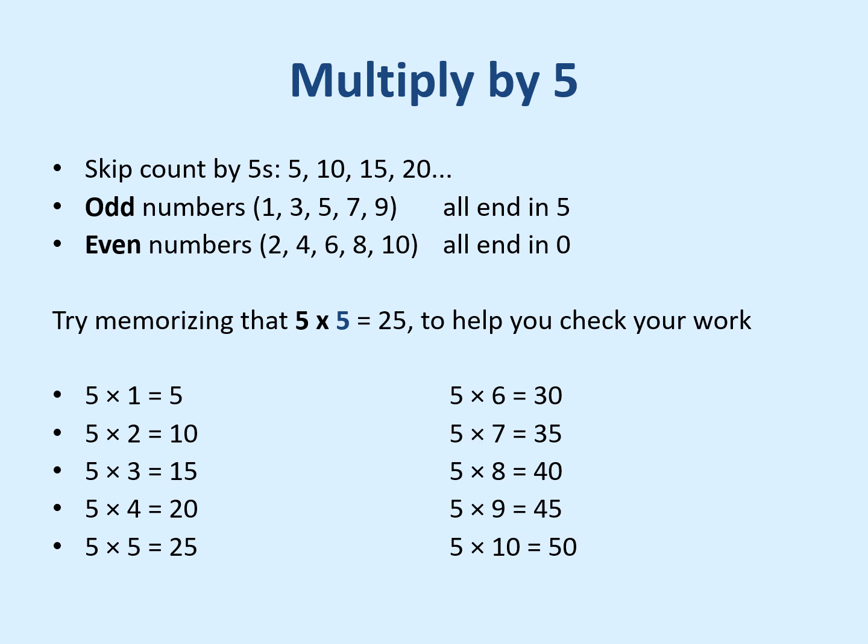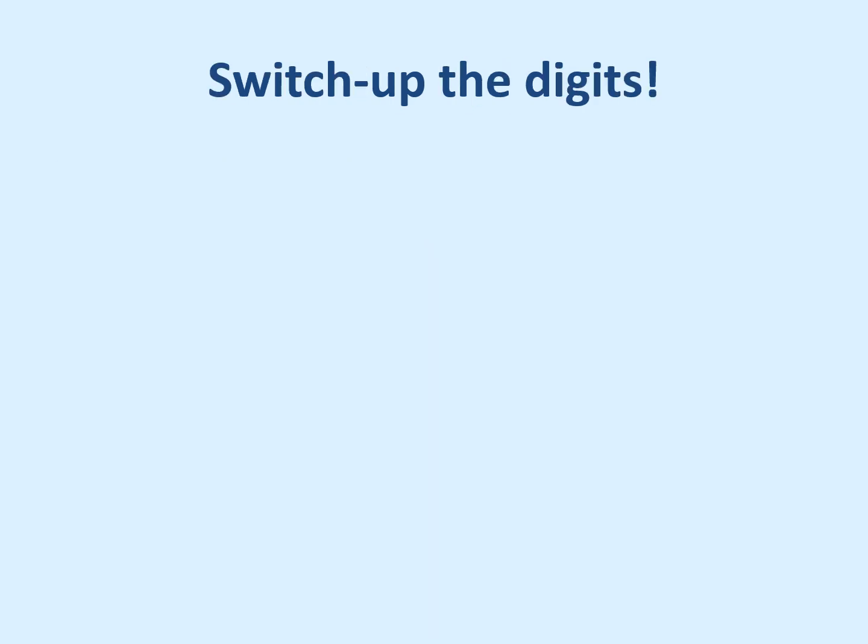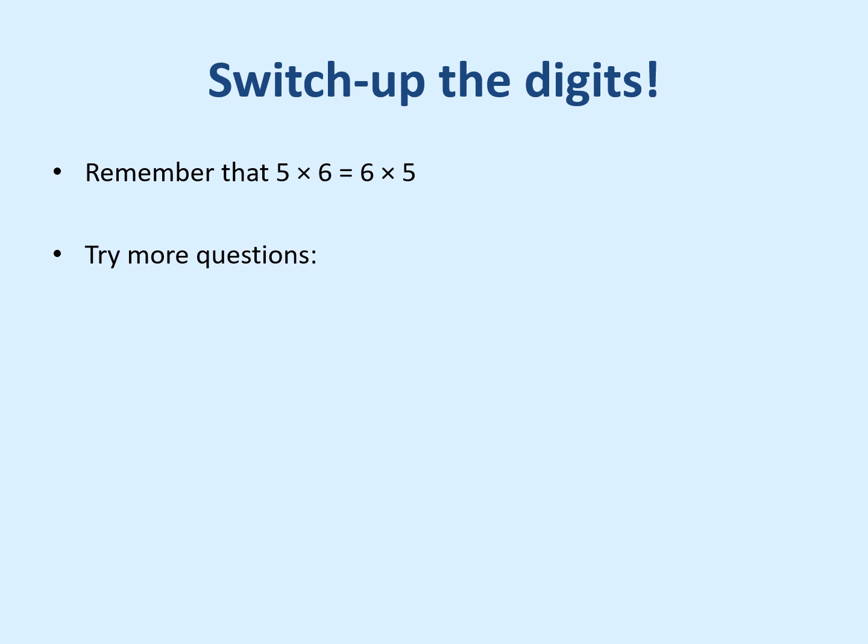Here's the full 5 multiplication table. So 5 times 5 equals 25, and 5 times 6 is 30, 5 times 7, 35, times 8 is 40, 5 times 9 is 45, up to 5 times 10 equals 50. Let's switch up the digits now. So we should remember that 5 times 6 is also the same as 6 times 5, because we're going to use that to remember the 6 tables later.